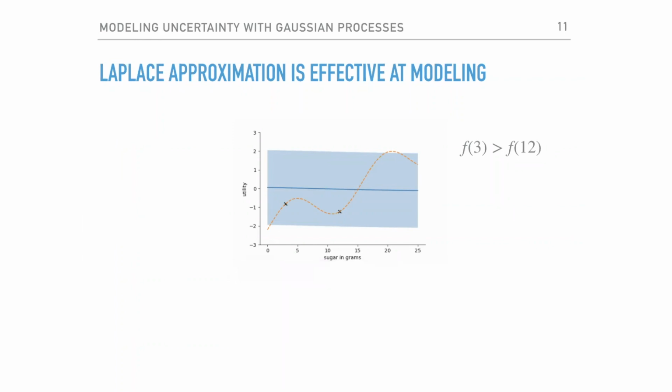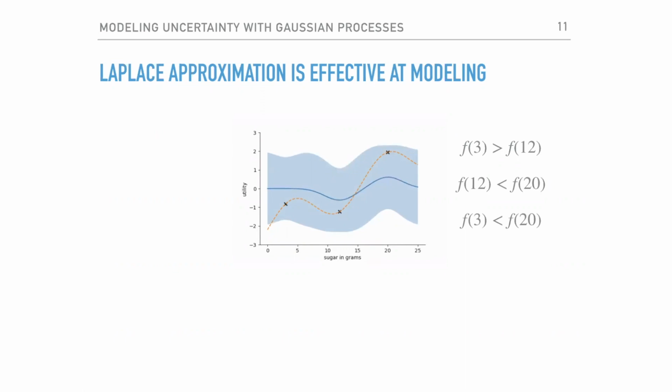Let's look at more data points. Let's pretend that now we observe f of 12 is less than f of 20. So the new GP updates to this model. If we also observe that f of 3 is less than f of 20, then now the new model becomes this.